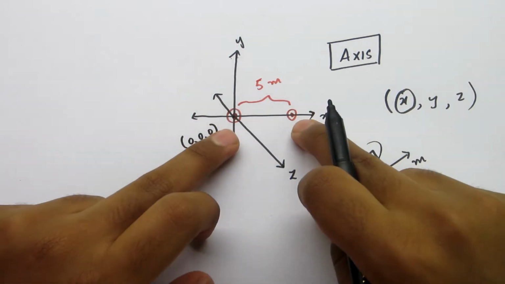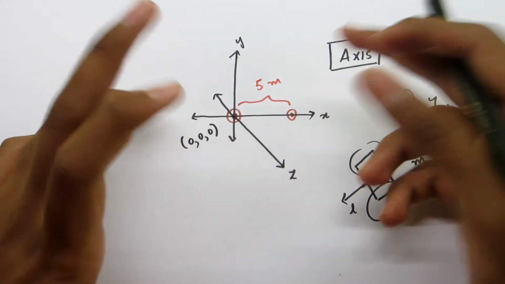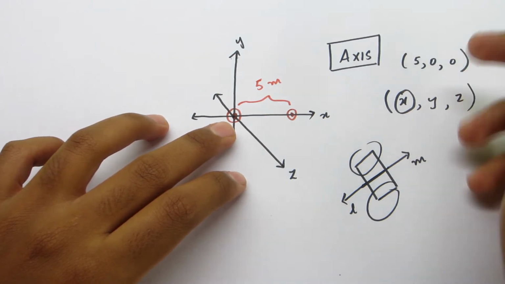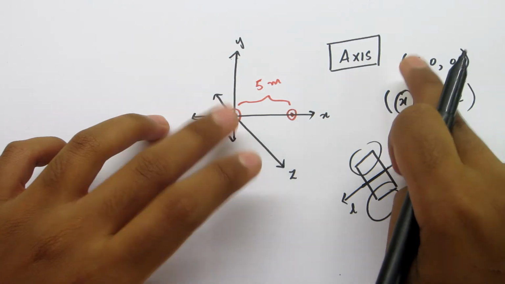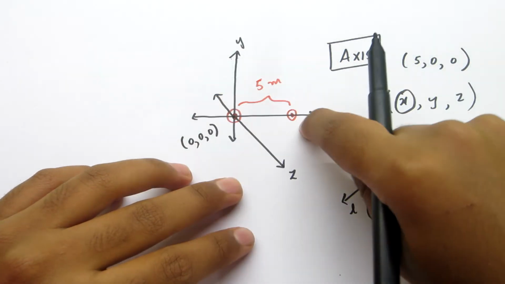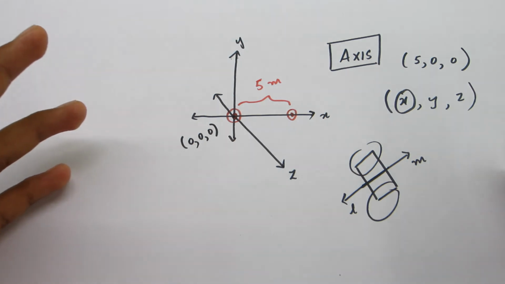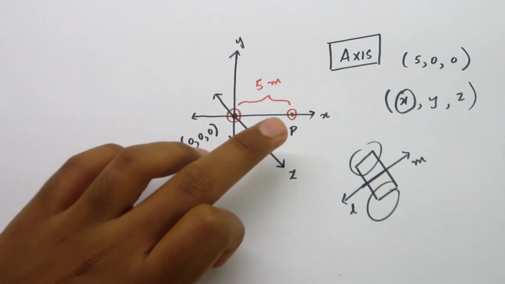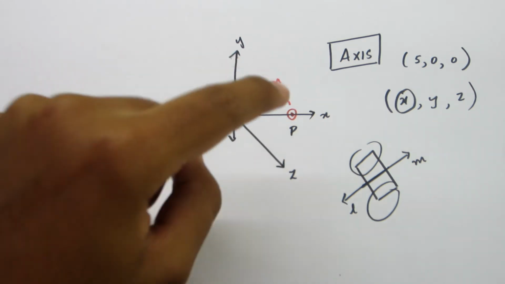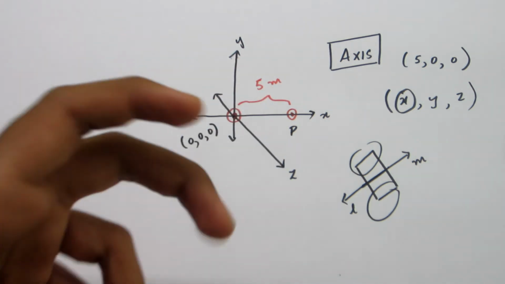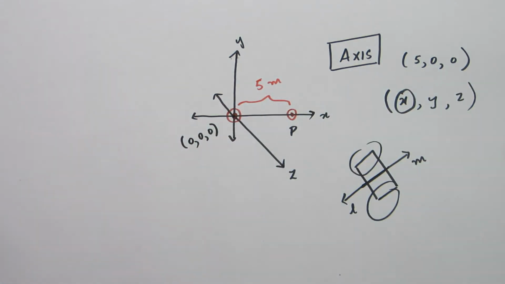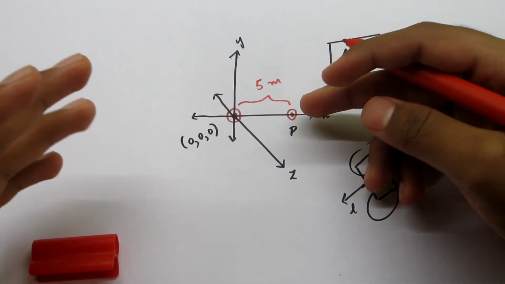Okay, so this was a very simple case. The position of this person right now can be given by 5, 0, 0, because this person has traveled 5 meters only along the line x. Along y or z he hasn't traveled anything. So let's call this point P. The point P where the person is right now can be denoted by 5, 0, 0.